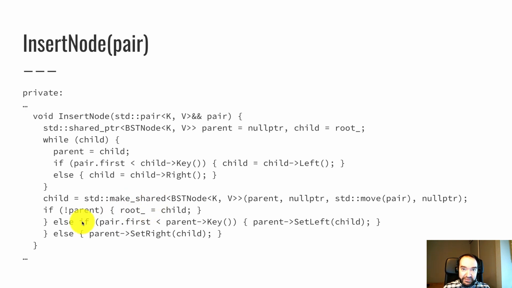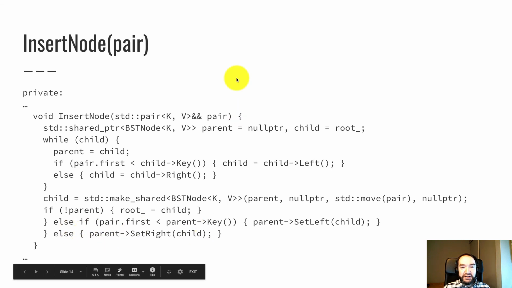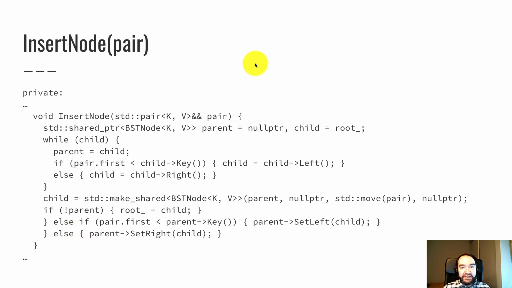Otherwise, this node does have a parent. We have to decide whether to update the left or the right pointer. And we can do that by comparing the keys again. So if the pair's first element, meaning the key in the pair, is less than the parent's key, then parent's left gets set to become the child. Parent set left to become child. Otherwise, parent set its right pointer to become child. So that's it. That's the insert.